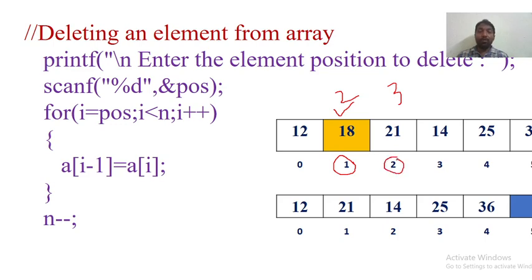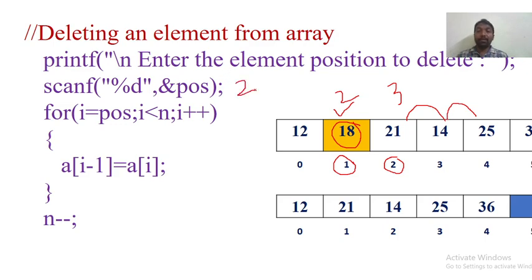Now which position do I want to remove here? The 18 at the second position. When I remove it, in index 1 the second index value, which is 21, is to be shifted to the left side. Next, the 14 is shifted to the second index, and 25 is shifted to the third index, like that, one after the other. Once you see the logic, I am going to read the position.